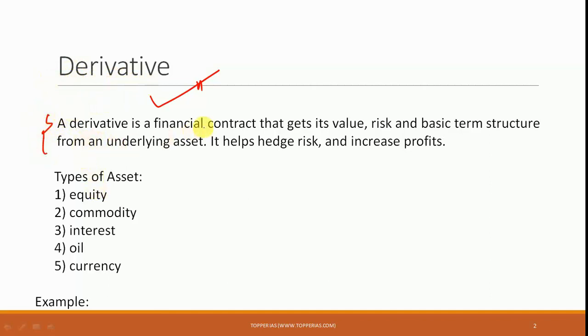A derivative is basically a financial contract. So this is one thing that is important, that it is a contract, not any asset, nothing else, but it is a contract that gets its value. That means it is deriving its value, risk and basic term structure from an underlying asset. It helps hedge risk and increase profits.